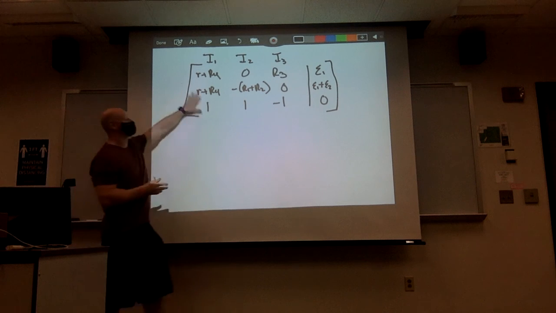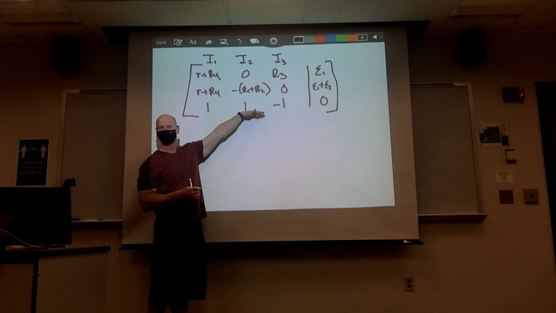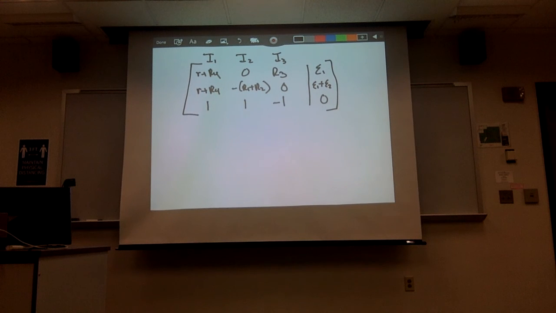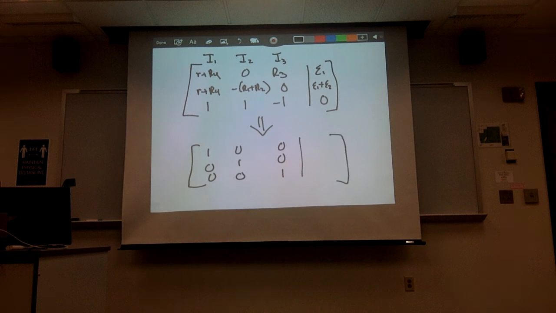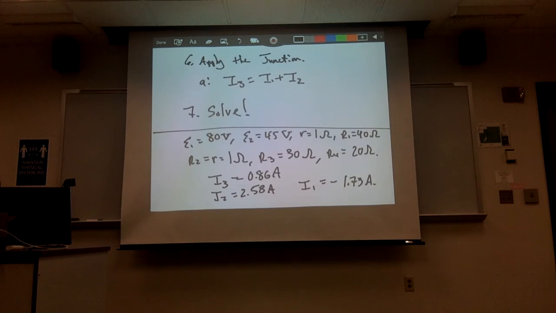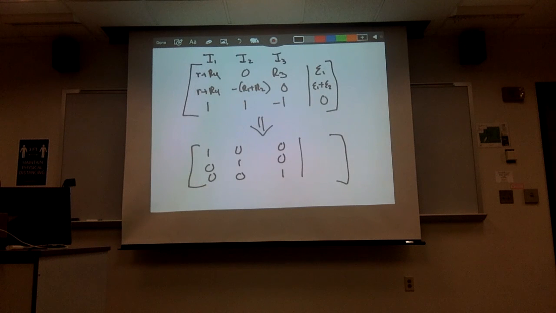So all you're going to do is insert these coefficients just like this into your calculator. Now, you're going to hit a few buttons. And what your calculator is going to spit out is something that looks like this: 1, 0, 0, 0, 1, 0, 0, 0, 1 with answers. Now, in this case, our answers are going to be these answers. So I'm going to get a negative 1.73, 2.58, and then finally 0.86.